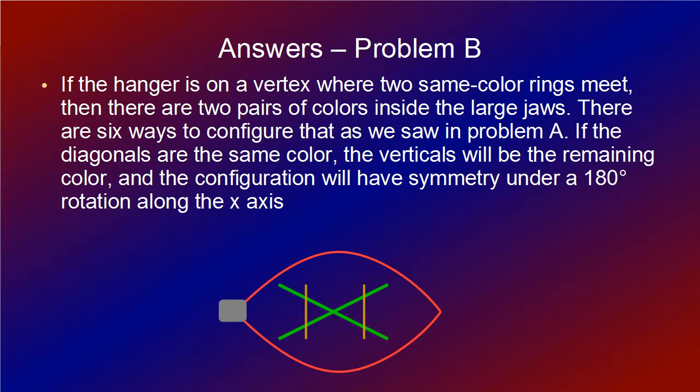We'll do 2 cases, one in which the same color rings meet under the hanger, the other in which different colors meet. If the hanger is on a vertex where 2 same color rings meet, then there are 2 pairs of colors inside the large jaws. There are 6 ways to configure them, as we saw in problem A. If the diagonals are the same color, the verticals will be the remaining color, and the configuration will have symmetry under a 180-degree rotation along the x-axis.